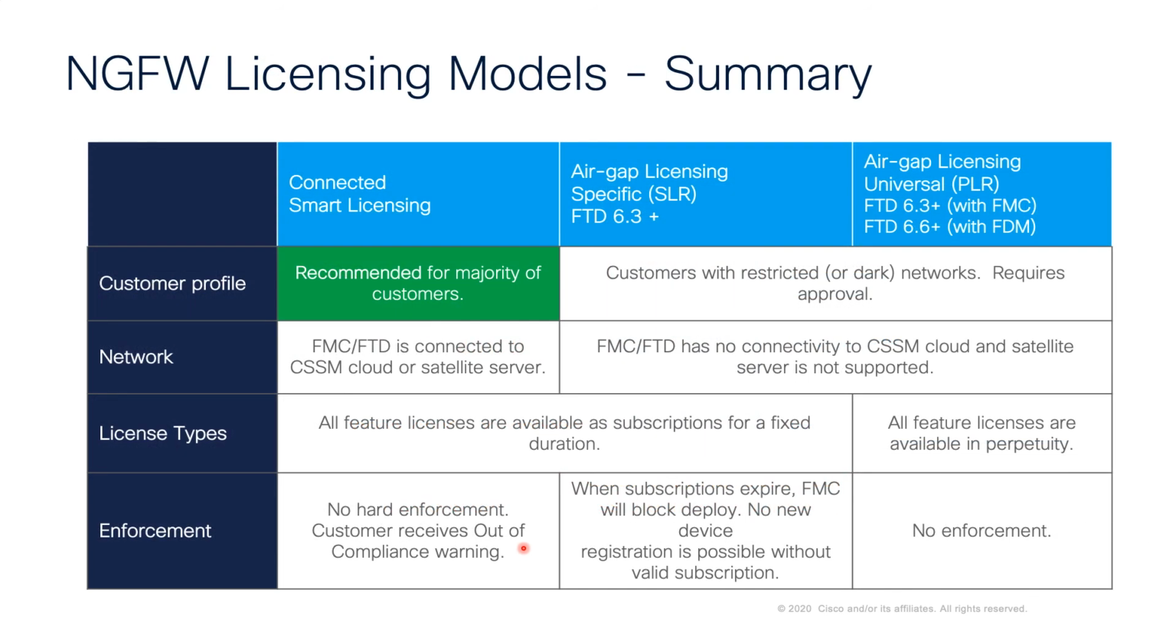So finally, I just wanted to leave you with a summary of the licensing models that we have. We have connected smart licensing, which probably the large majority of customers would use, as it's the default and simplest way of licensing. We have air gap licensing with specific license reservation, and we have air gap licensing with permanent license reservation. You can see for the FMC, this has been around since 6.3. With Firepower Device Manager, that'll be around from 6.6.